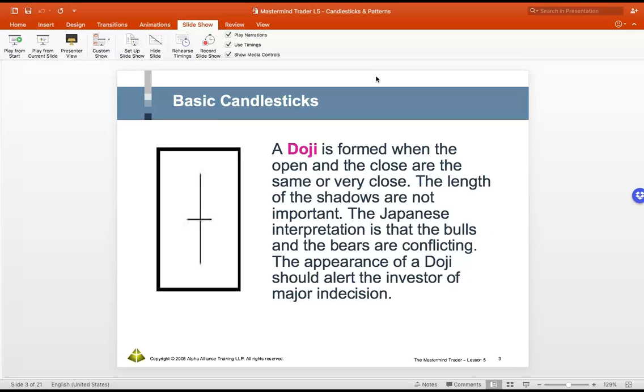This is the first pattern. We will cover a few patterns. We will start from the basic one candlesticks, to two candlesticks, and later the three candlestick patterns.